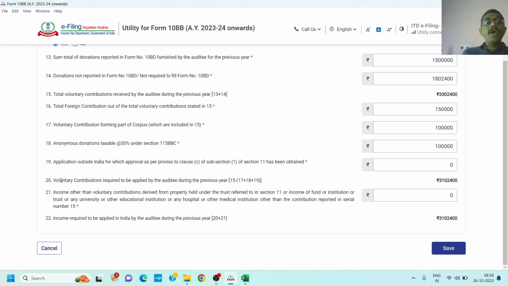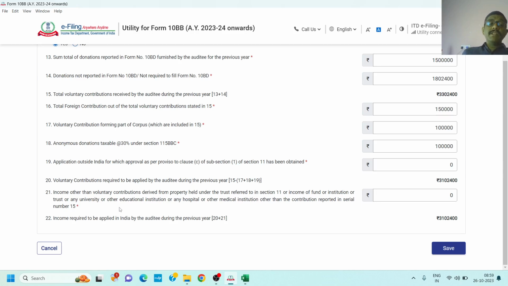The last clause in this regard is voluntary contributions required to be applied by the auditee during the previous year. It is the total of 15 minus 17 plus 18 plus 19. 17 is the voluntary contribution forming part of corpus, 18 is the anonymous donations taxable at 30% under 115BBC, and 19 is the application outside India. So 20 is the sum total of 15 minus 17 plus 18 plus 19.